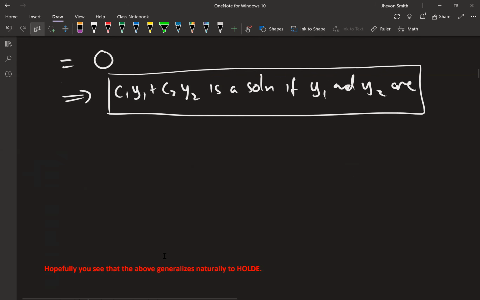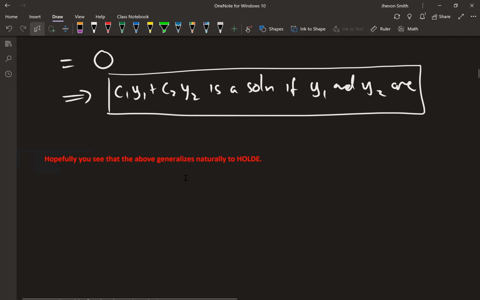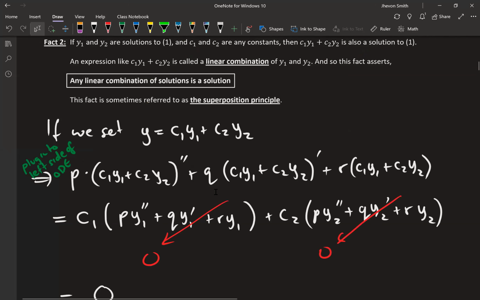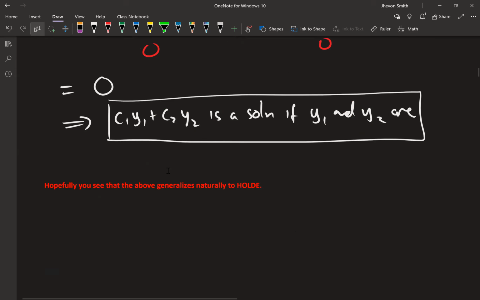Okay. Now again, hopefully you see that the above generalizes naturally to higher order linear differential equations. There's nothing special about having the second derivative here. If I had three derivatives, it would be the same thing. The derivatives distribute across sums and I can factor constants out. So I'll be able to group terms based on the C1, C2, C3 or whatever. And then I can find that what's inside the parentheses will go to 0 by assumption. And so we get a solution.